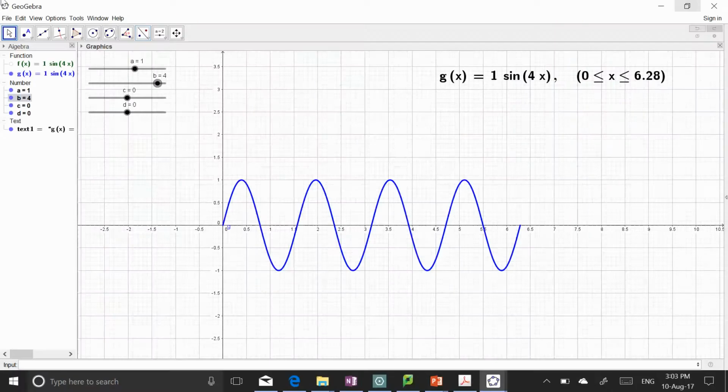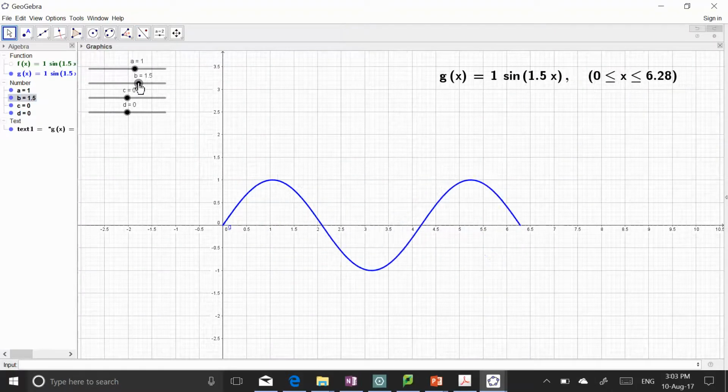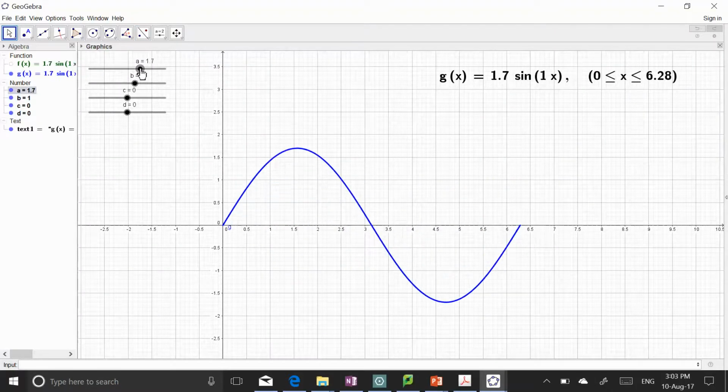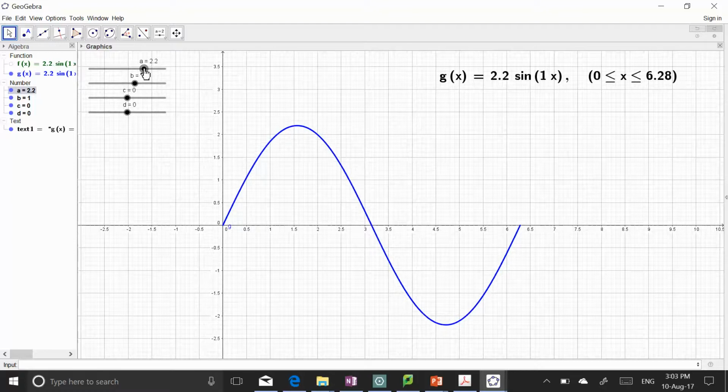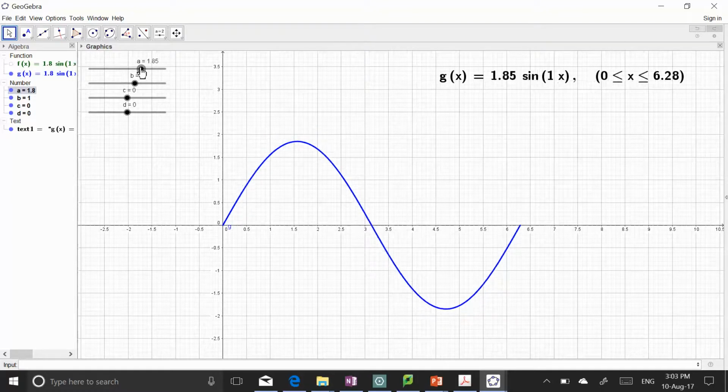I'm going to go back to GeoGebra. I'm going to change this back to 1 again. And then watch, if I change a to 2, what I want you to see is that it's just dilating, or stretching it. Oh my god. You know what? I'm going to change it to 0.25 again.